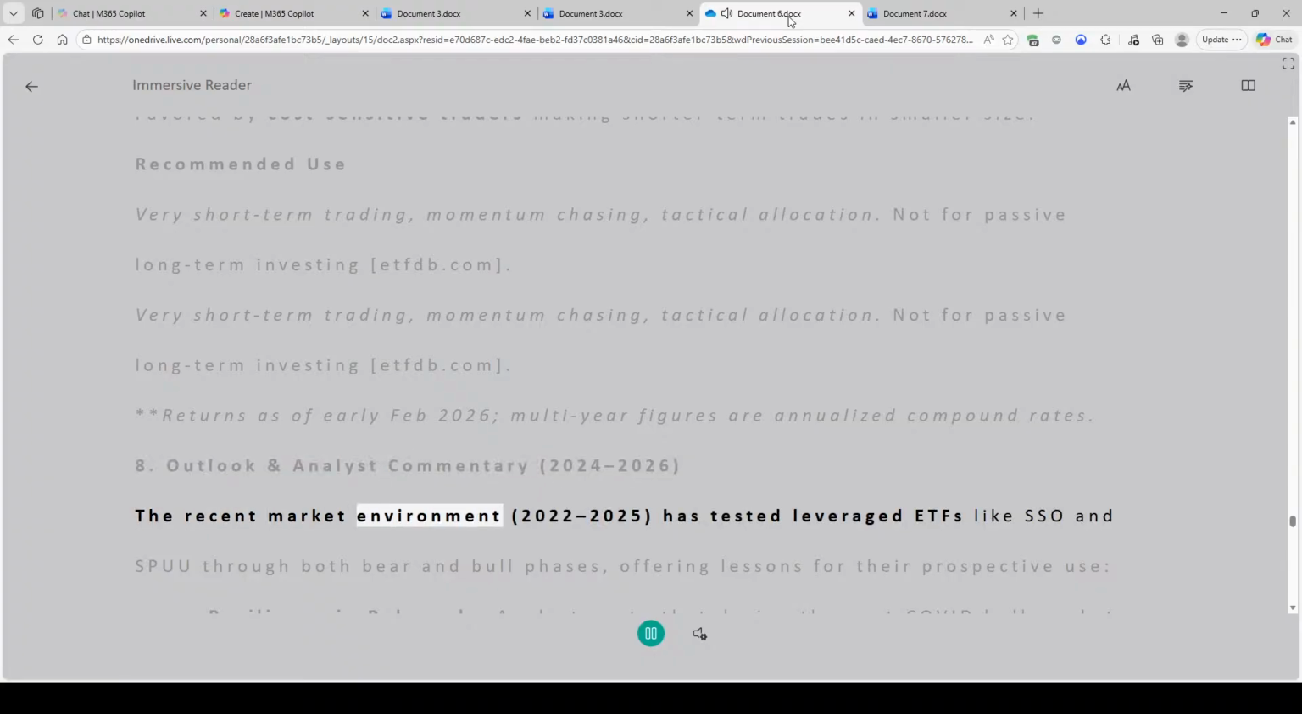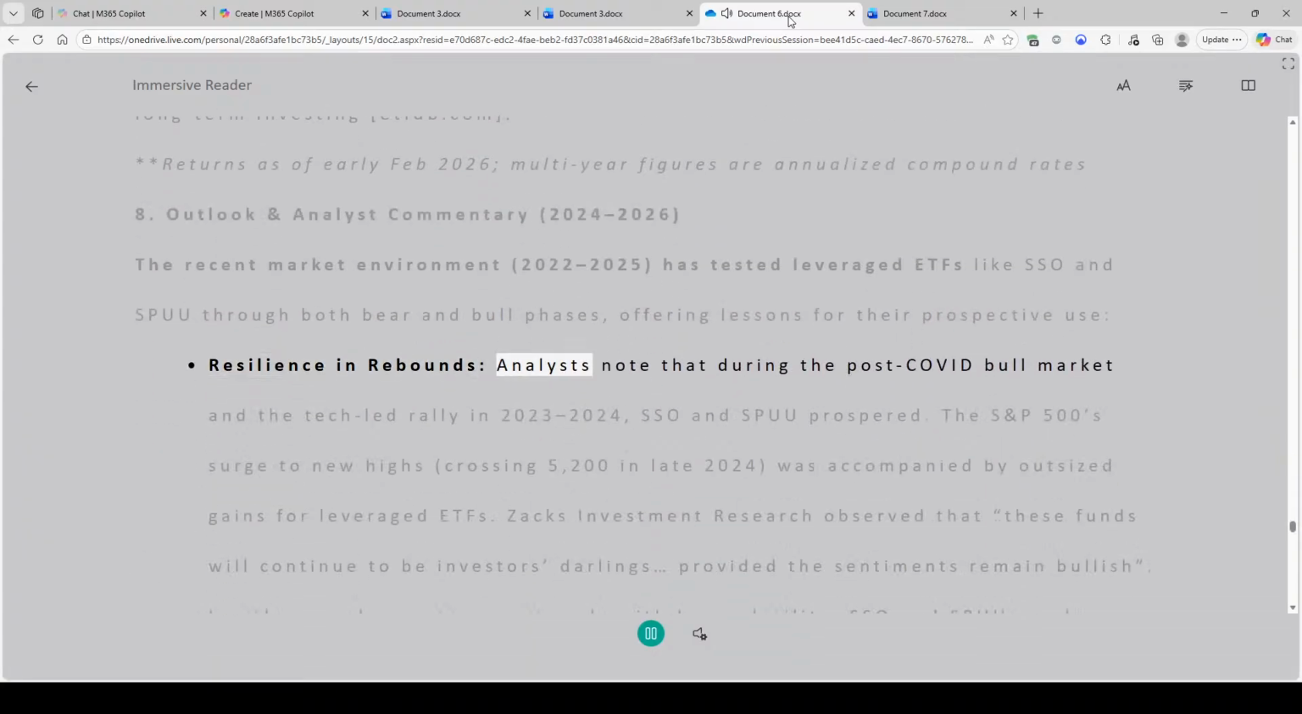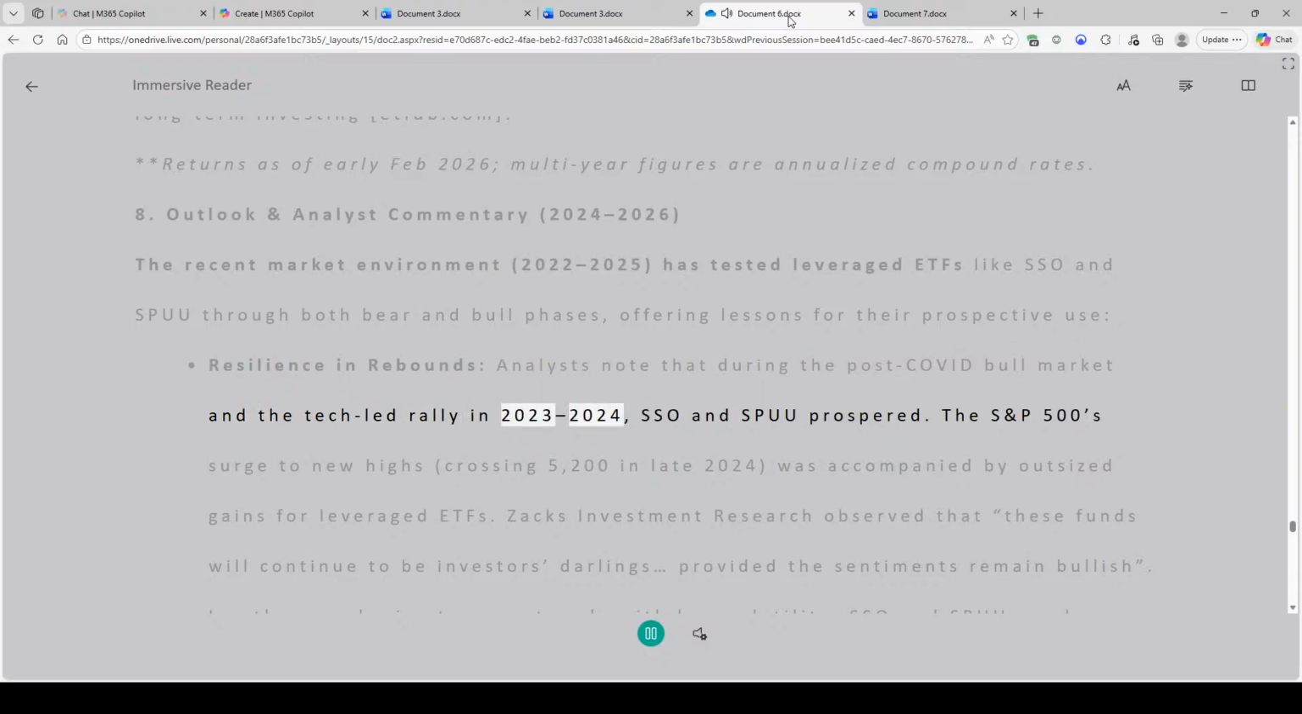The recent market environment, 2022 to 2025, has tested leveraged ETFs like SSO and SPUU through both bear and bull phases, offering lessons for their prospective use. Resilience and rebounds: analysts note that during the post-COVID bull market and the tech-led rally in 2023 to 2024, SSO and SPUU prospered. The S&P 500 surged to new highs, crossing 5,200 in late 2024, accompanied by outsized gains for leveraged ETFs.